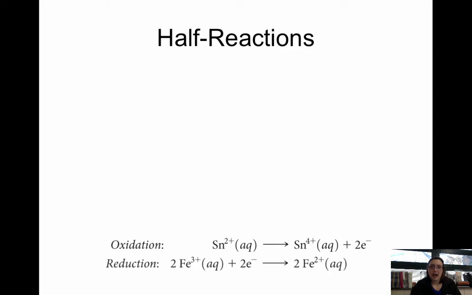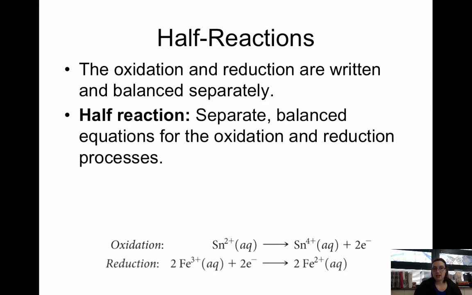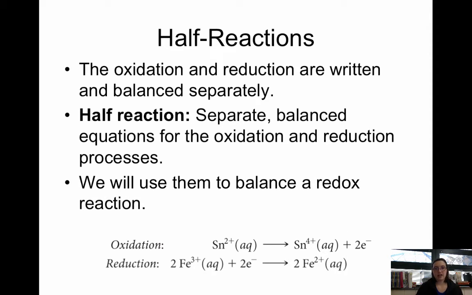So we're going to look at half reactions as we balance redox equations. The oxidation and the reduction reactions are written and balanced separately, and we call these half reactions. All they are is we take the oxidation portion, write it down, that's the oxidation half reaction, and then we do the same thing with the reduction. Then we use these half reactions to balance a redox reaction, and you're going to hear it called the half reaction method. If you look down at the bottom, notice that we have the tin 2 plus going to 4 plus, that's the oxidation portion, and then we have the reduction half reaction underneath it.